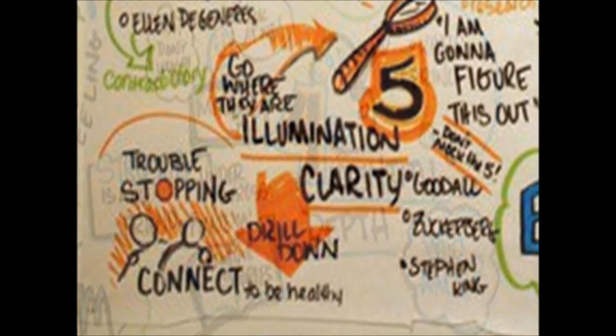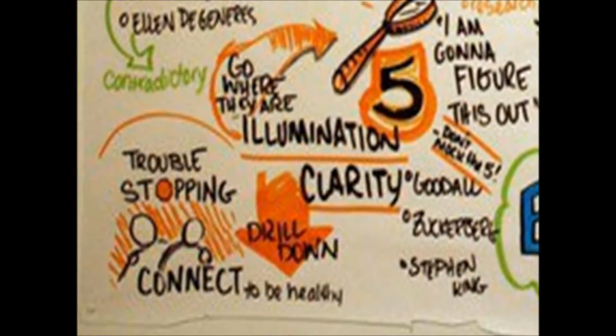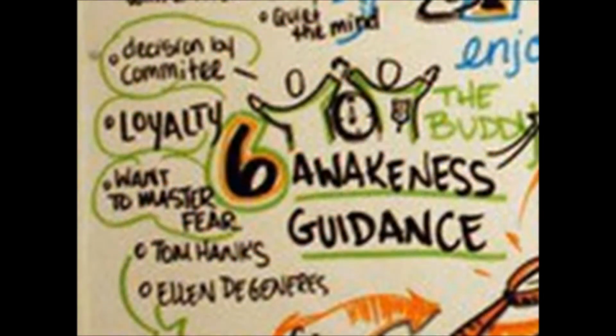Type 5, the investigator. Type 5 is perceptive, innovative, secretive, and isolated. The main goal of the 5 is to discover and learn about new things through asking questions and researching. Type 6, the loyalist. Type 6 is engaging, responsible, anxious, and suspicious. The main goal of the 6 is to be loyal and supportive of their friends and family.